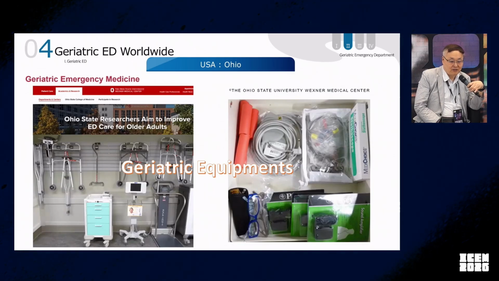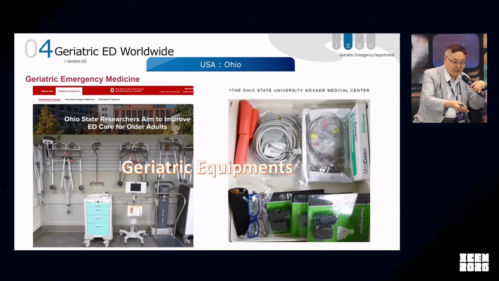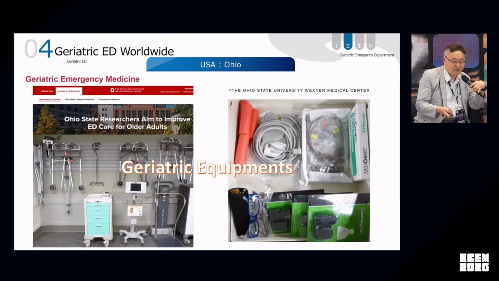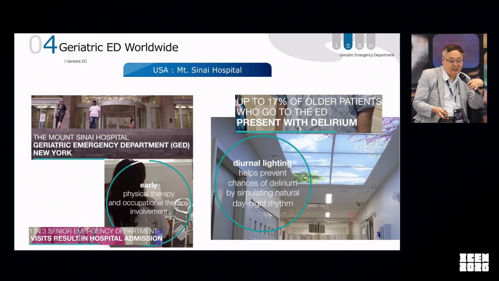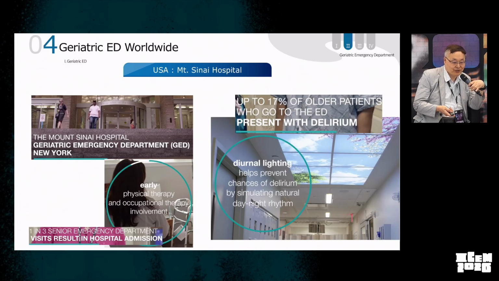This is an example of U.S. Ohio State University Hospital. I'll show you this geriatric equipment. This is an example of Mount Sinai Hospital in New York.